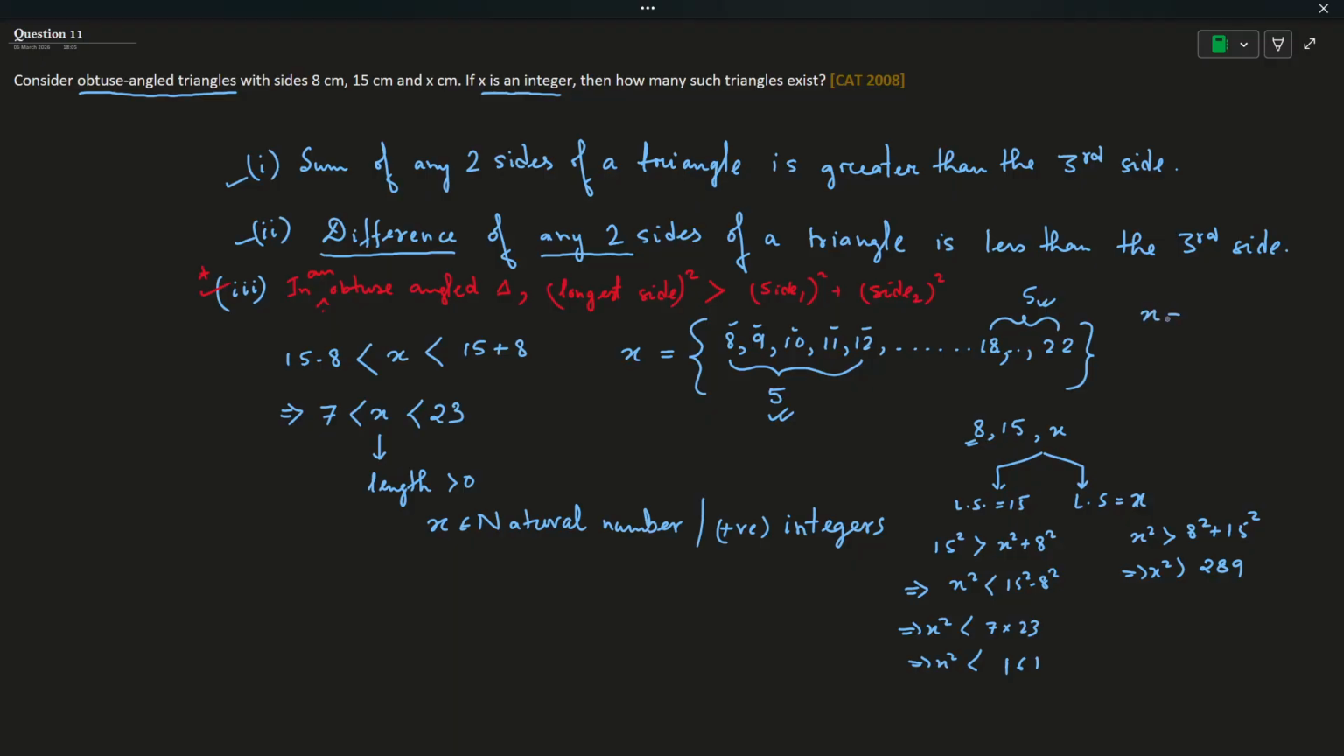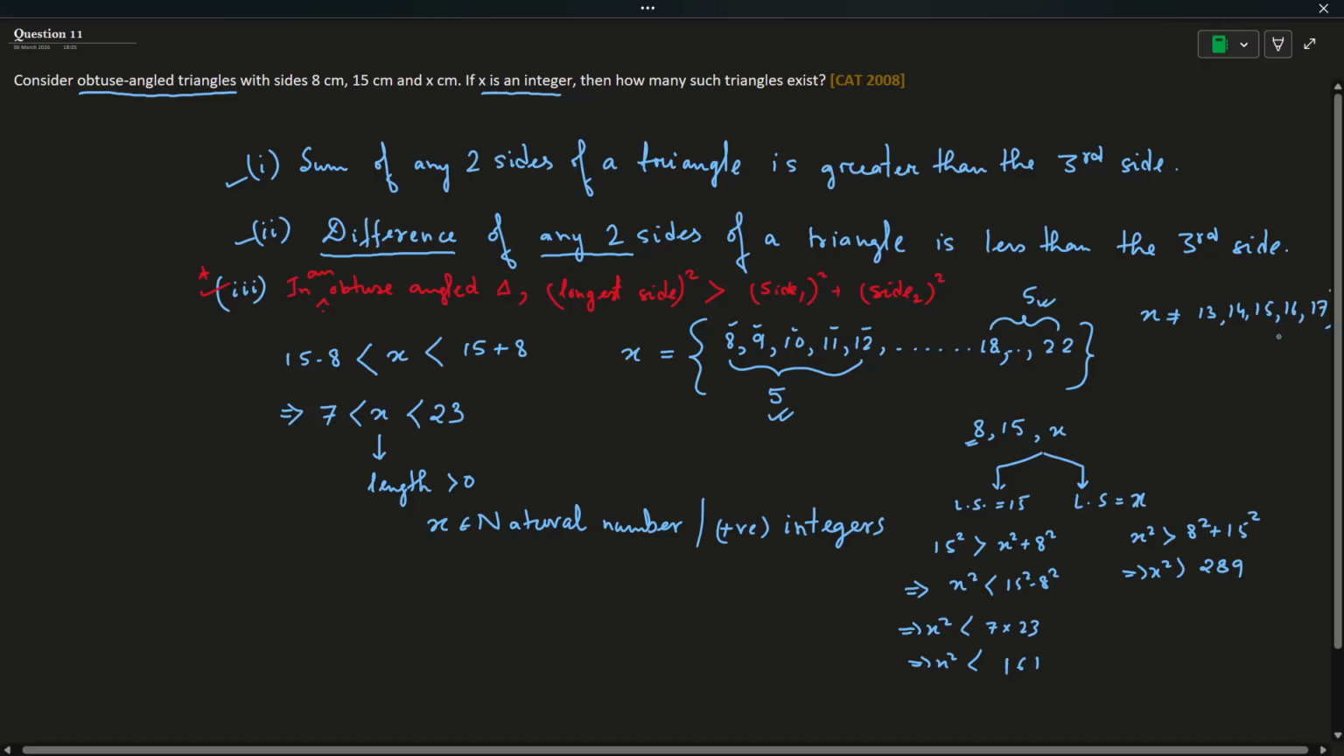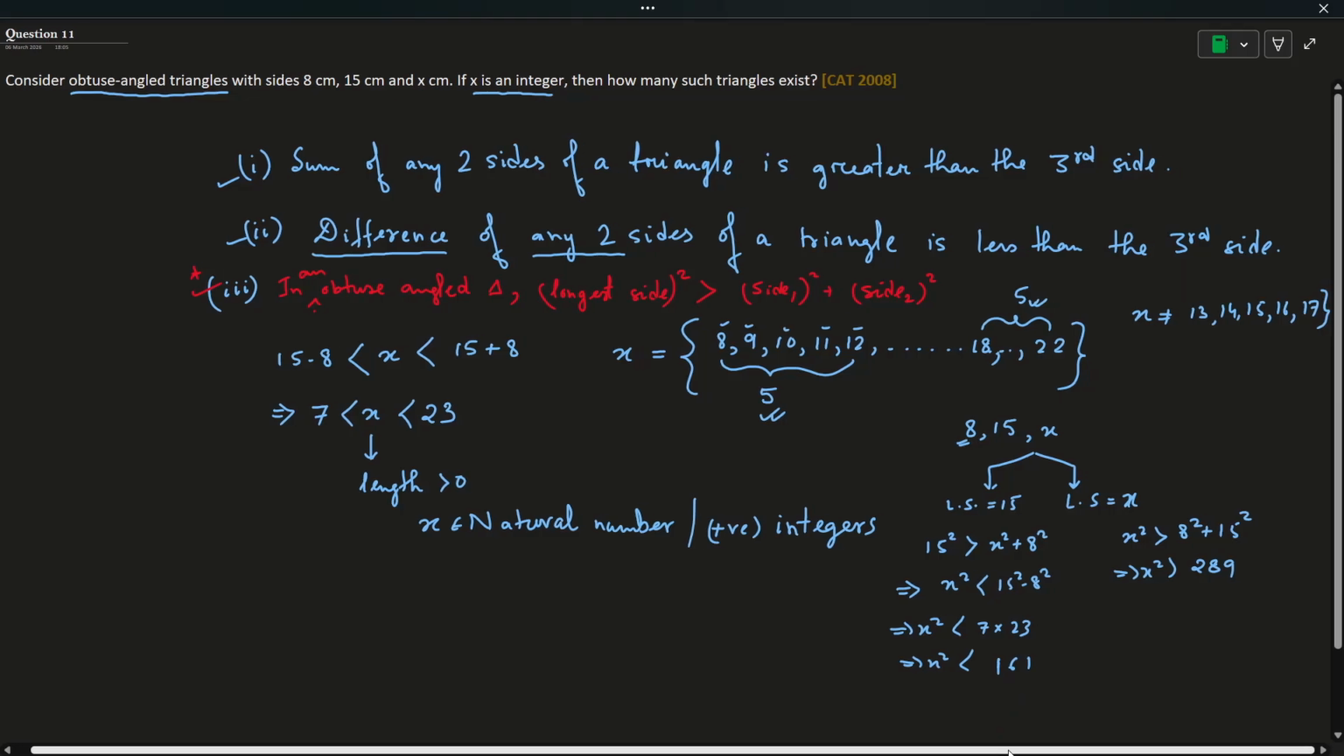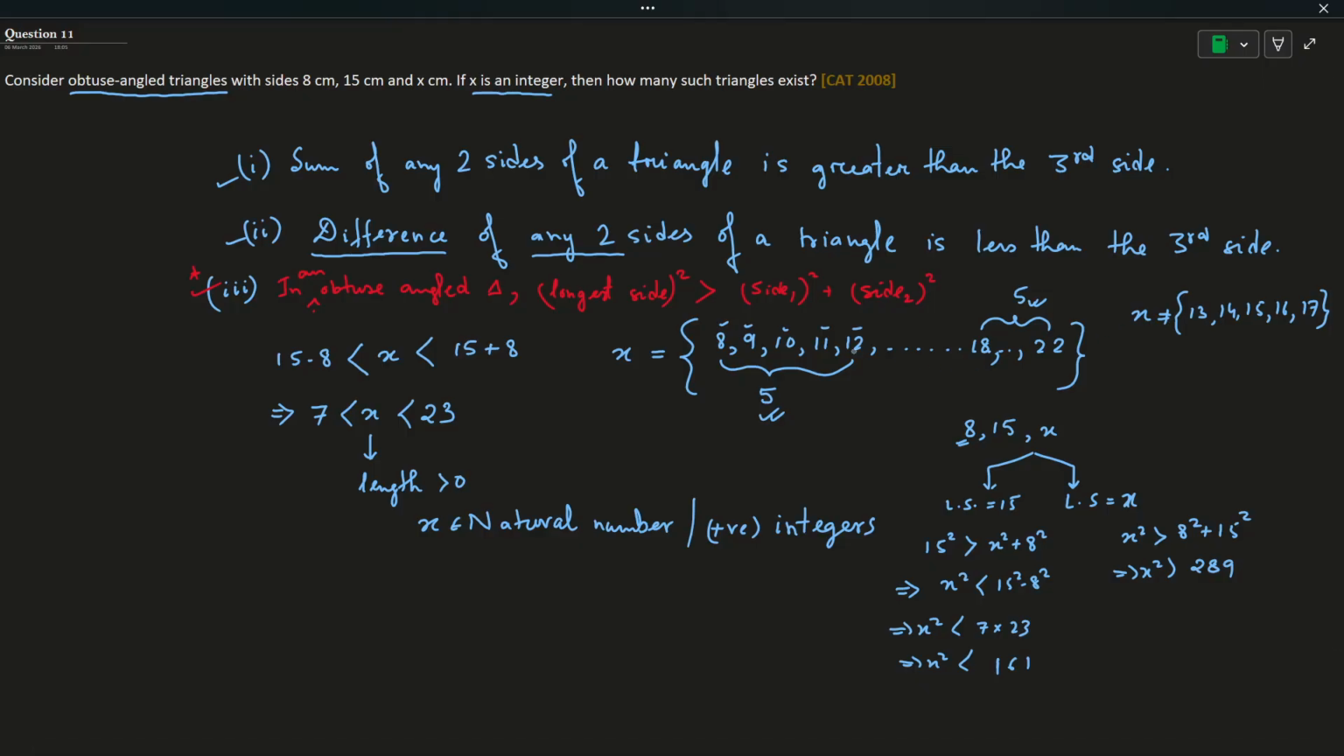That means x cannot be equal to 13, 14, 15, 16, 17. These are the 5 values of x that are not acceptable. Alright guys, that means how many such triangles exist? 10. Your answer will be 10.